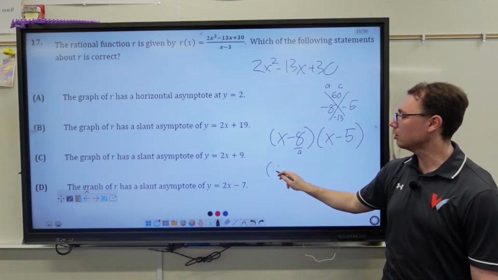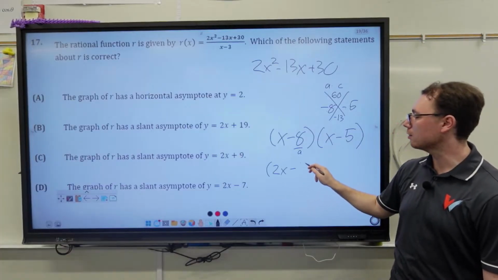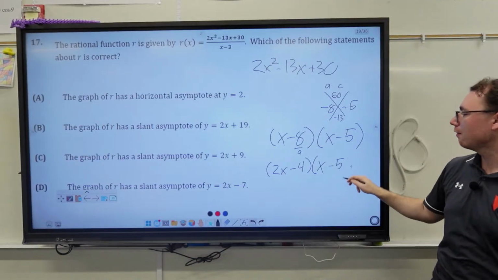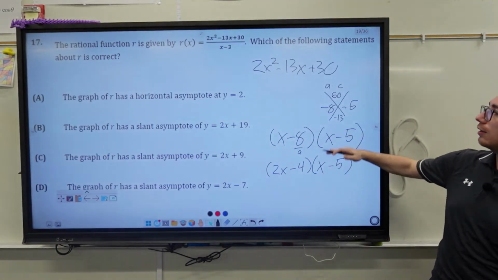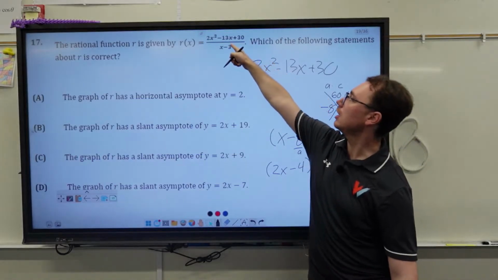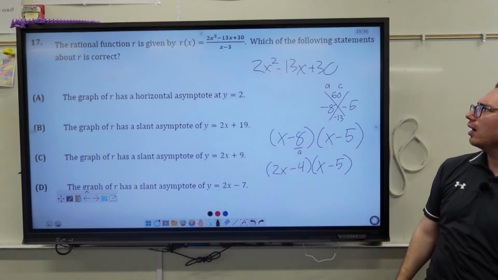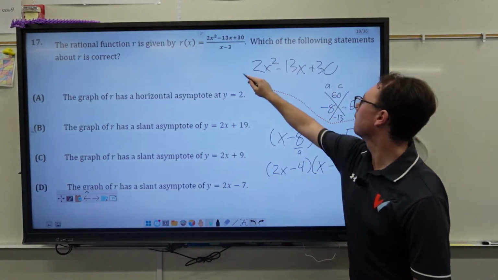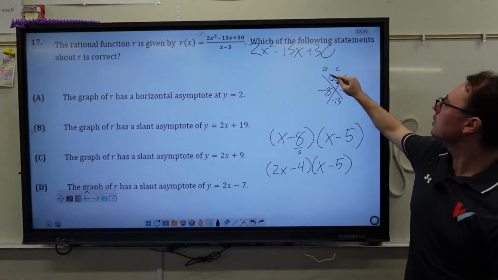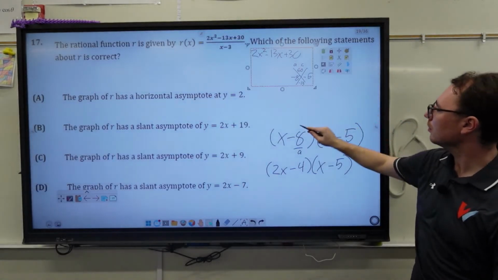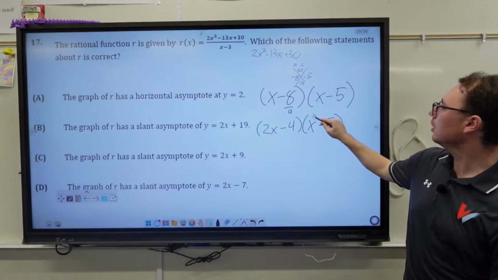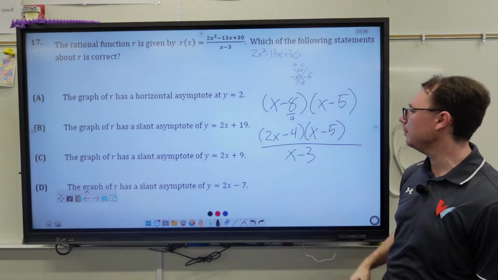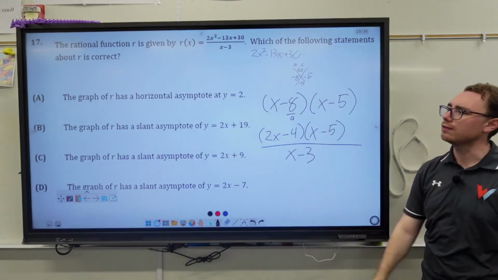So we end up getting 2x minus 4 is now equal to x minus 5 here. So now we have these two equations versus this equation up here, where we find that we get, moving this over here, moving this up to here, this all over x minus 3. So now we just want to try and determine what these values will give us.